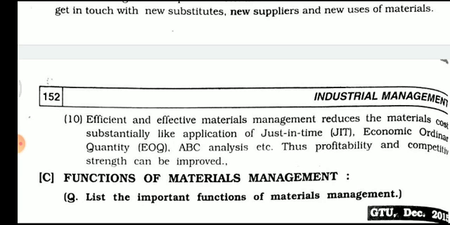Okay, and then efficient and effective material management reduces the material cost and improves sustainability, through techniques like just-in-time, economic order quantity, and ABC analysis. So the profitability and the competitive strength can be improved. Okay.